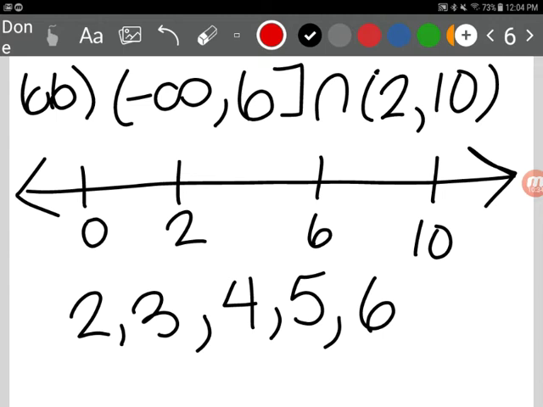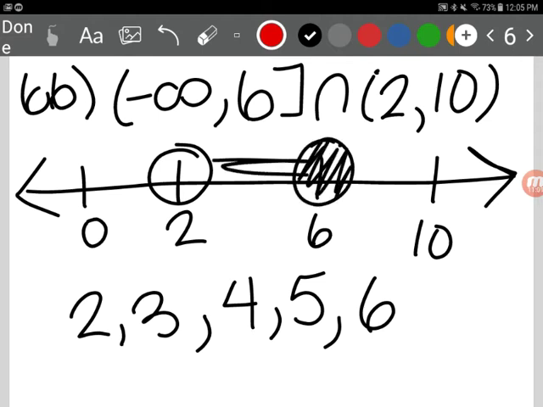So where 2 is, I have to start at 2 because that's the lowest number that both parts have in common. But 2 is not included in the second set, so I have to do an open parenthesis there. Now, what is the largest number that both sets have in common? And that number is 6. If you notice, 6 is closed on the first set and 6 is in between 2 and 10. So it is part of the solution. So I'm going to have a closed circle on 6. And then we shade everything in between. And that is how you do an intersection.